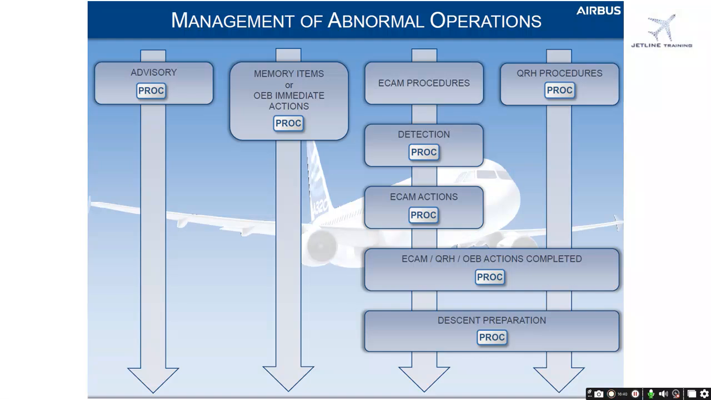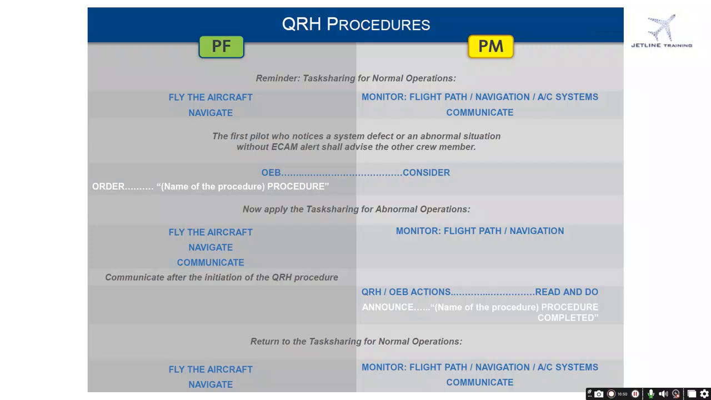What about the QRH procedures? If you don't have anything on the ECAM, or if this QRH procedure is applicable at that point of time, then you will call for the QRH procedure. It's the same thing. Consider OEB if you have any OEB or no OEB, and then you call for this procedure. It's the same as in ECAM actions. The communication goes to pilot flying until pilot monitoring announces procedure completed. Then the communication goes back to pilot monitoring.